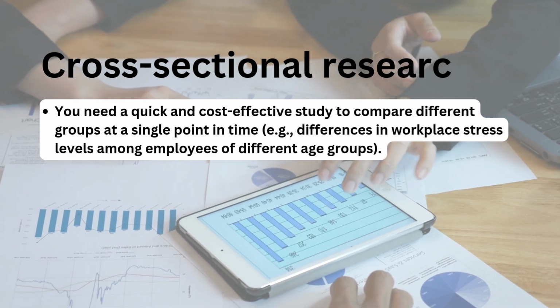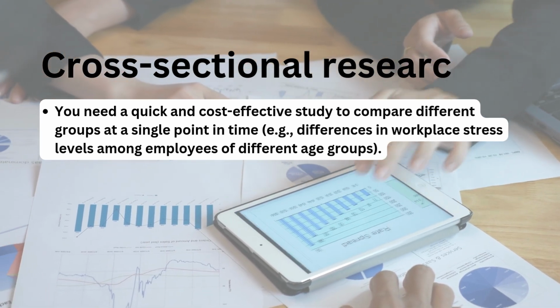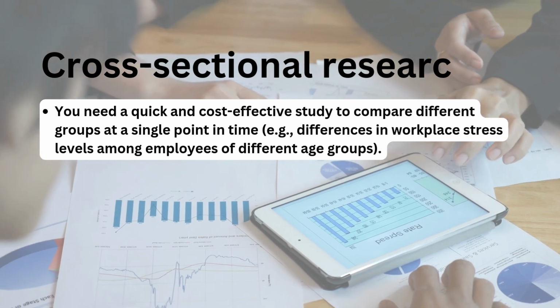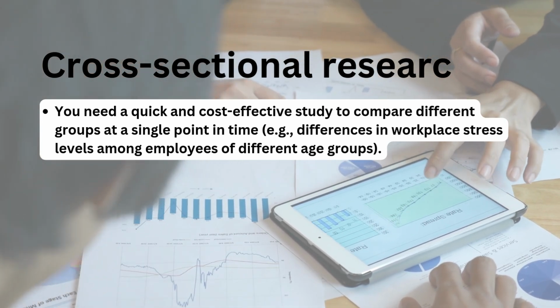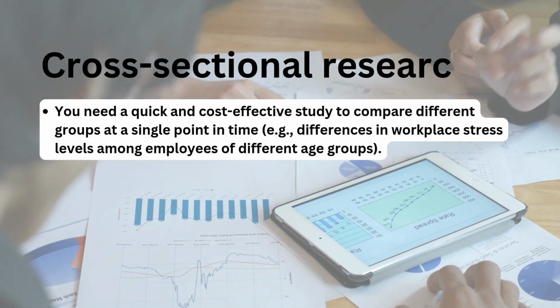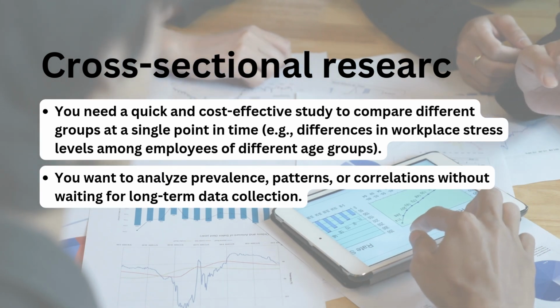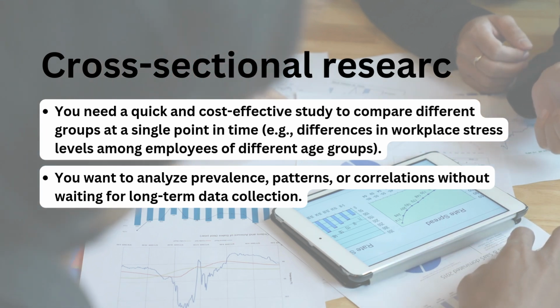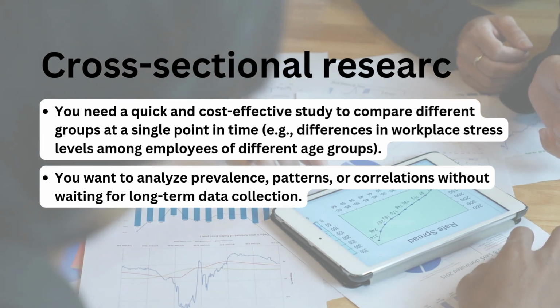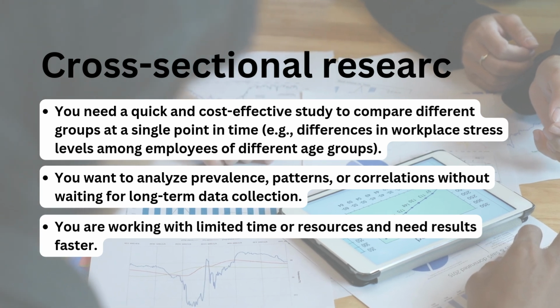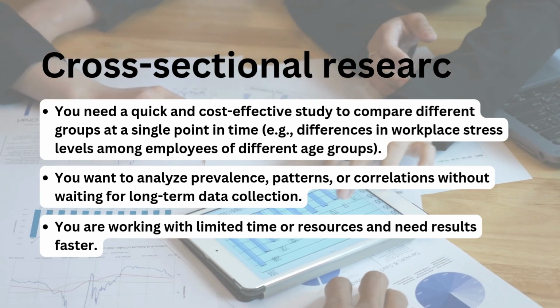Use cross-sectional research when you need a quick and cost-effective study to compare different groups at a single point in time, for example, differences in workplace stress levels among employees of different age groups. You want to analyze prevalence, patterns, or correlations without waiting for long-term data collection. You are working with limited time or resources and need results faster.